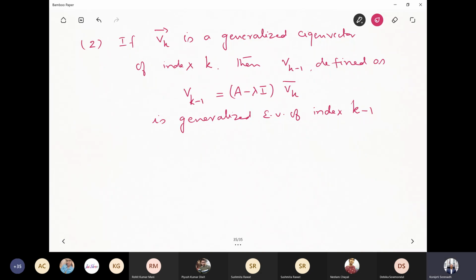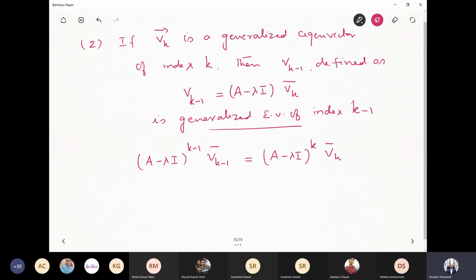Why is that? This is because for (A minus lambda I) to the k minus 1 of Vk minus 1, what we have to show is that this equals 0, and that k minus 1 is the smallest such power. These are the two things. So what is Vk minus 1? If I substitute, I get (A minus lambda I) to the k of Vk. And I know that Vk is a generalized eigenvector of index k. Therefore, this is going to be 0.